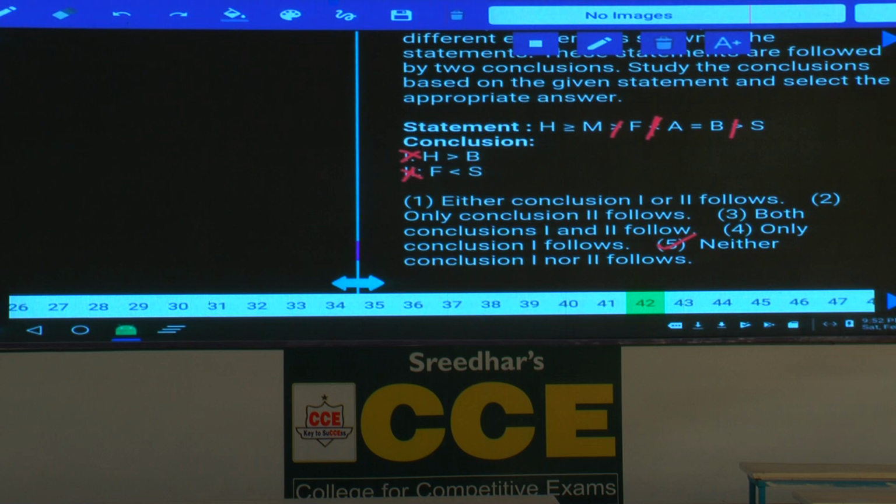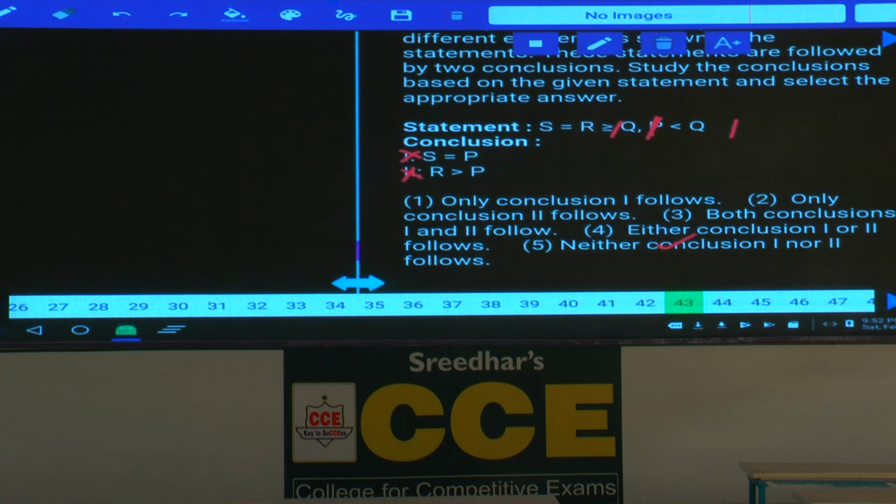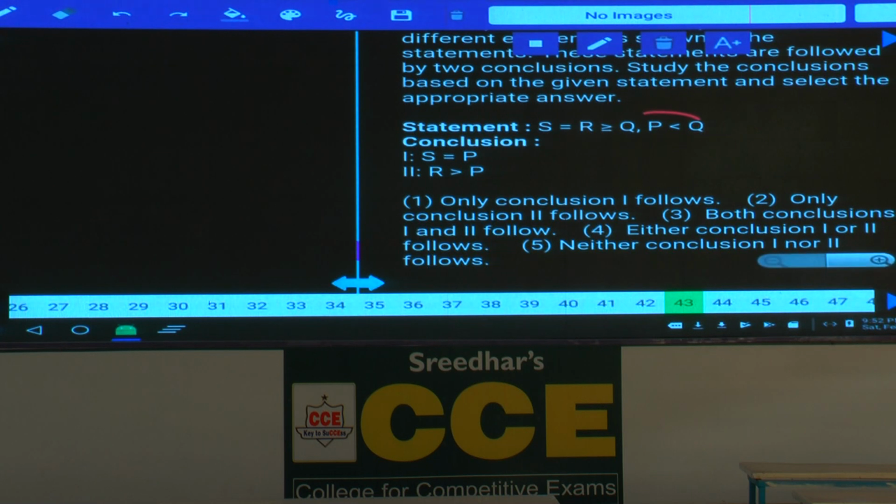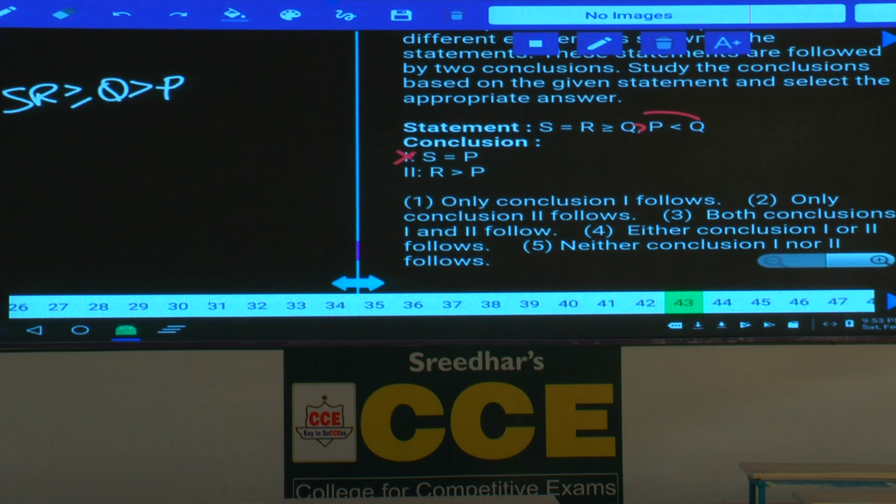Done with this? Then 43. Now 43, the relation between S and P. S is here and P is here. The letter which is common between these two is Q. Now P lesser than Q, isn't it? As P lesser than Q, that means Q is greater than P. Hence now we can write down this one: S equals to R greater than or equals to Q, Q greater than P, isn't it? Then S equals to P is false because S greater than P.